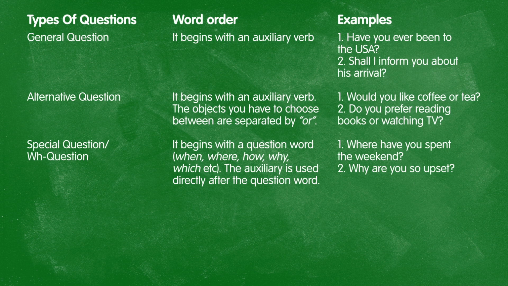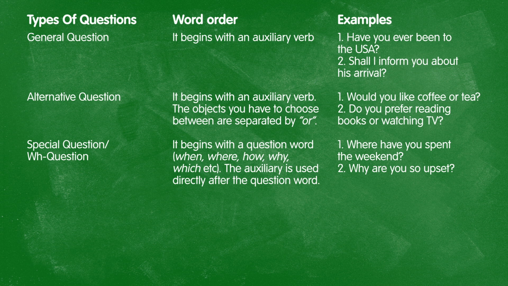That's all for today. Now, I hope you all feel a little bit more comfortable about your knowledge of some of the peculiarities of the different kinds of sentence structures in English. And just to make sure you know them, let's review the differences between each kind of interrogative structure together. General questions will begin with an auxiliary verb. For example, have you ever been to the USA? Or shall I inform you about his arrival? And all of these can be answered with either yes or no.